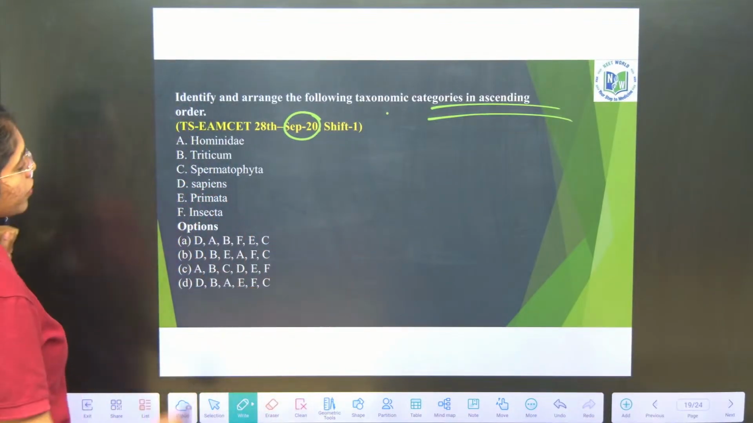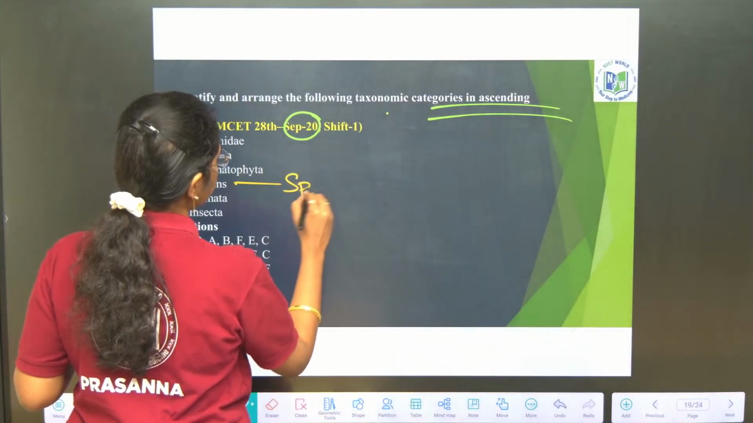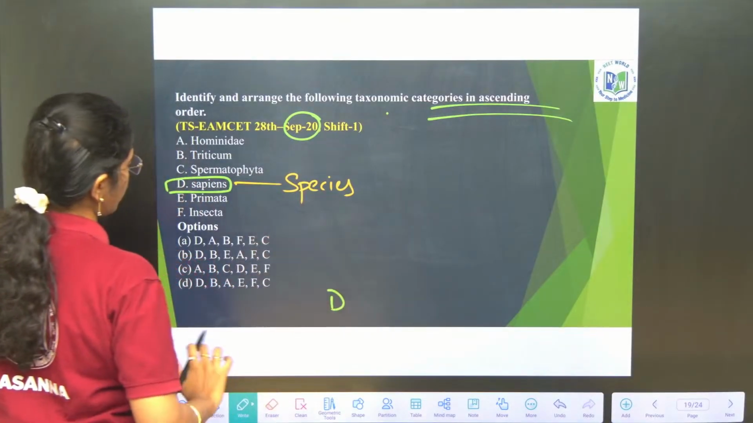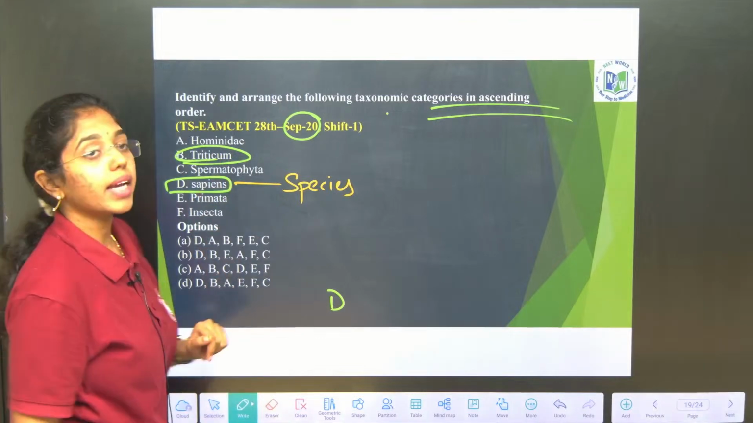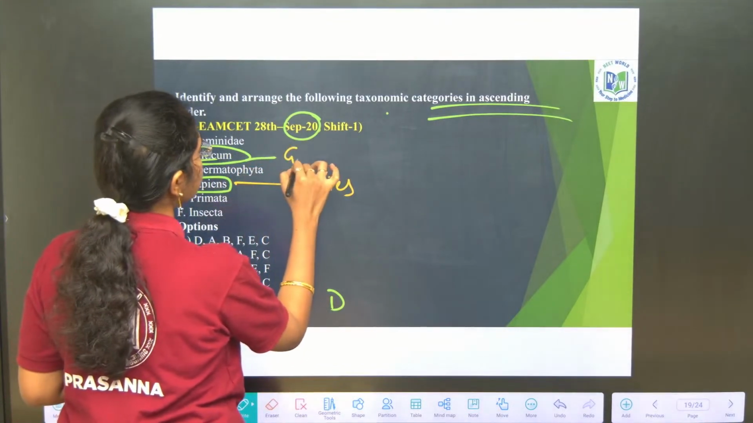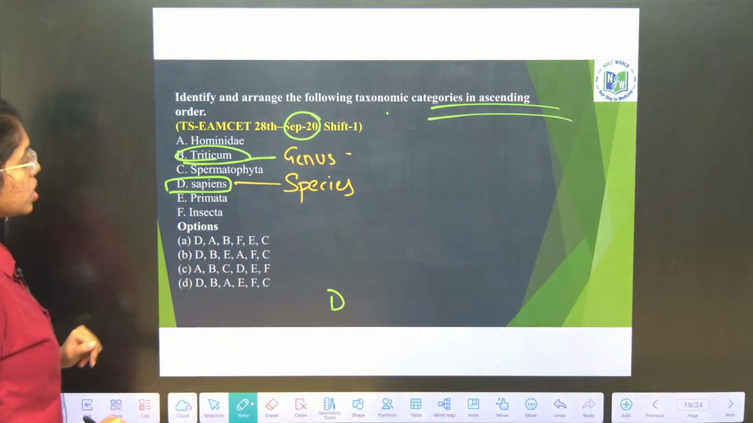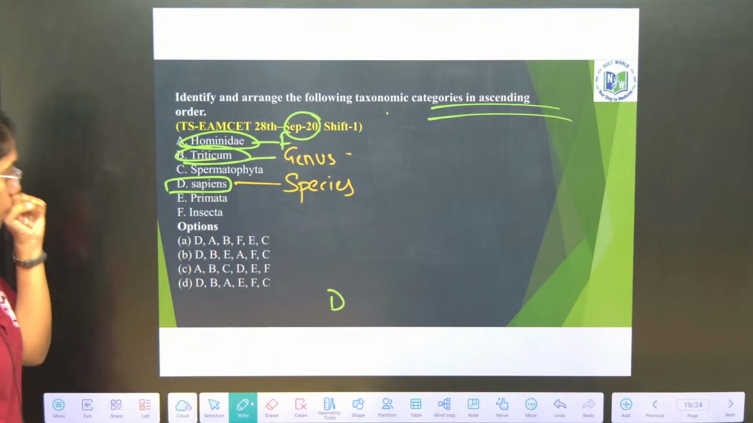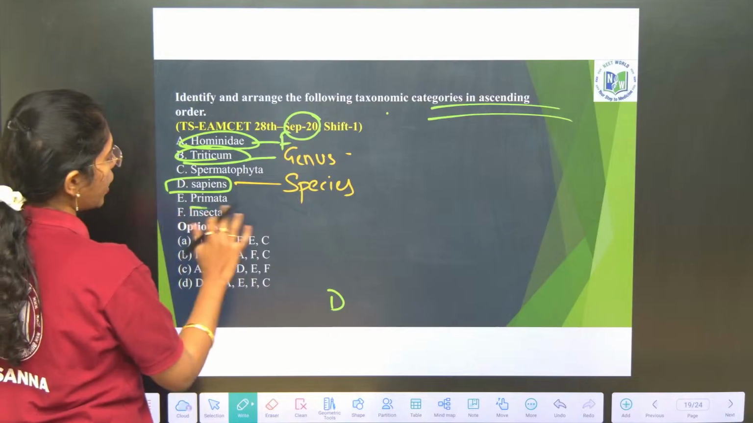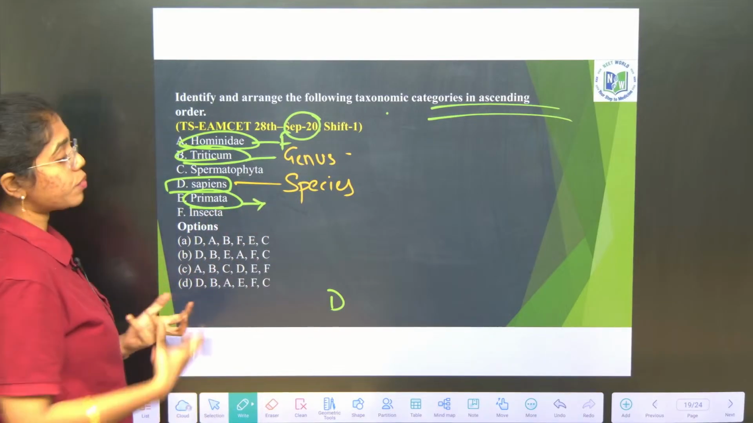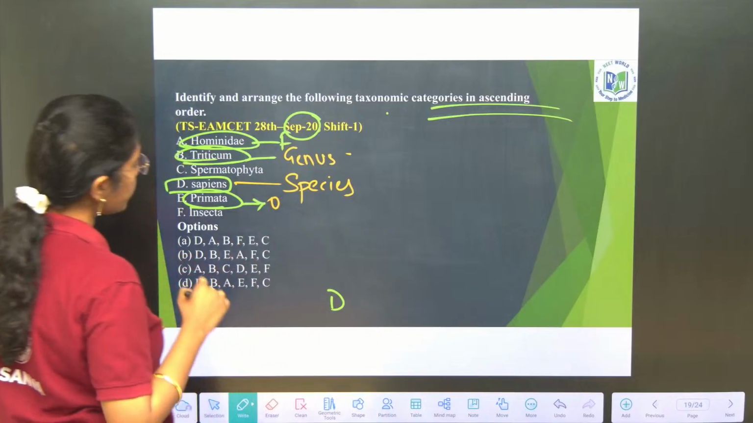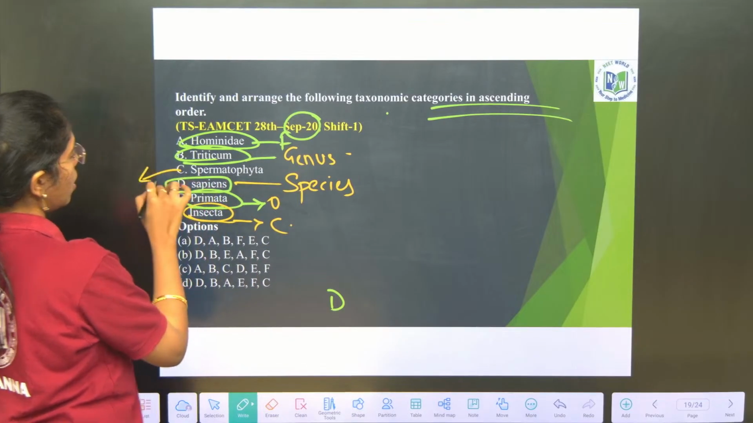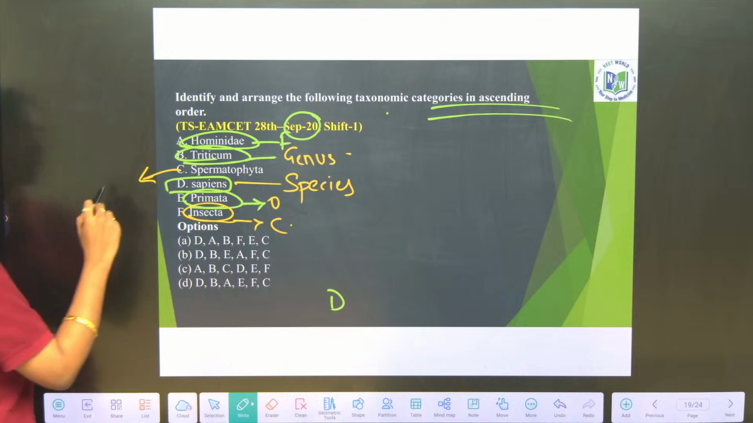So here, first is species. Sapiens, Homo sapiens, comes under species. So we can take D as the first thing, and second is Triticum, Triticum aestivum. Triticum is a genus. Next is family. Hominidae is a family, which includes Homo sapiens. After this, order: Primata order includes apes, monkeys, human beings. The next is class, Insecta is a class, and the next is division, Spermatophyta, that is C.